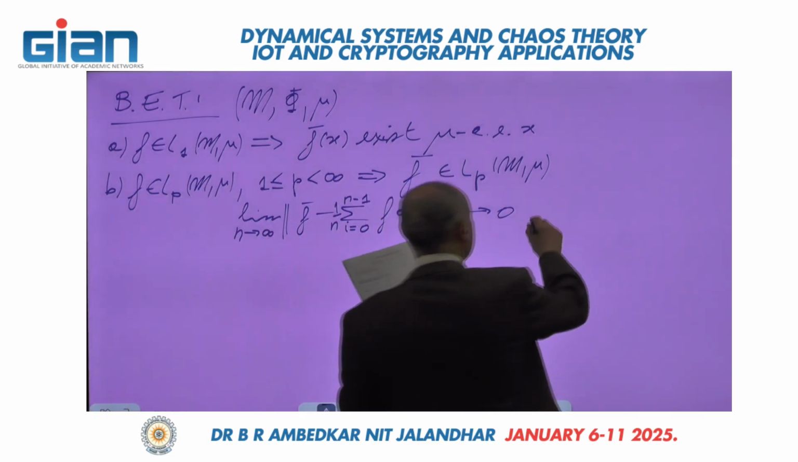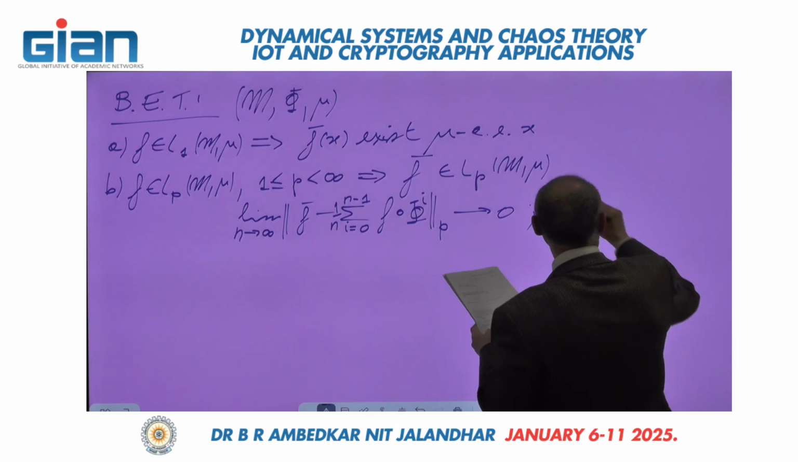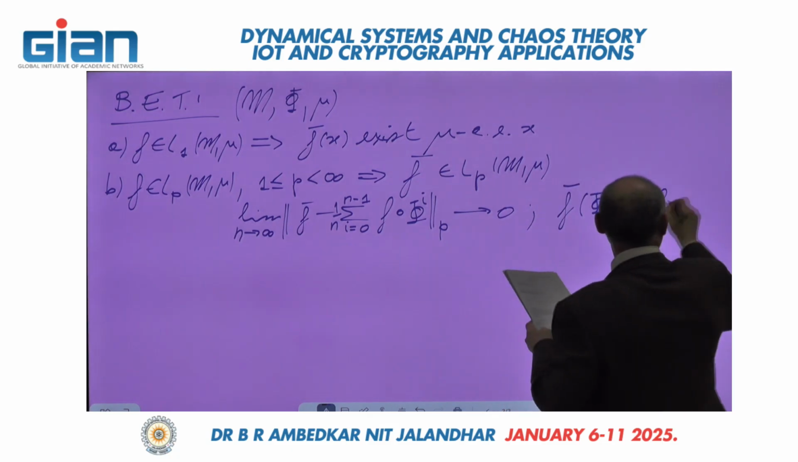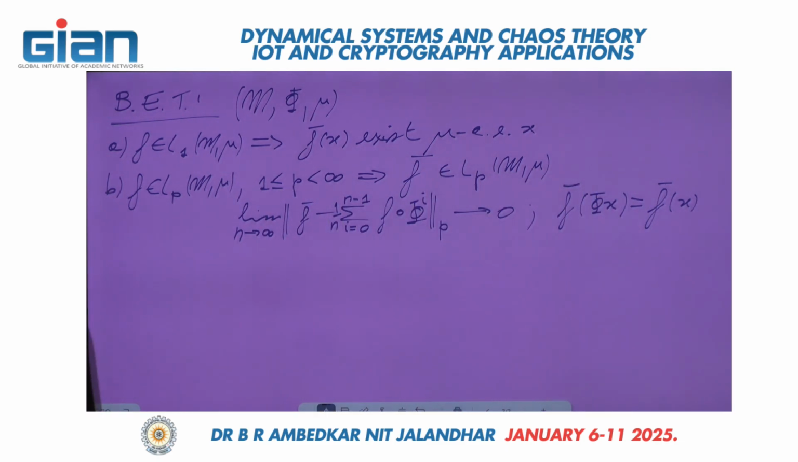Moreover, the time average is a constant of motion. f bar of phi of x equals f bar of x. Because if you move forward some steps, you still have to average over an infinite amount of steps, so it will make no difference. That part of the theorem is easy to prove.